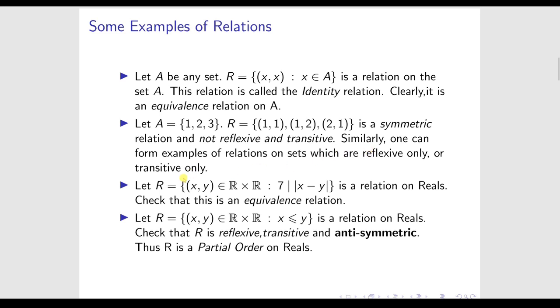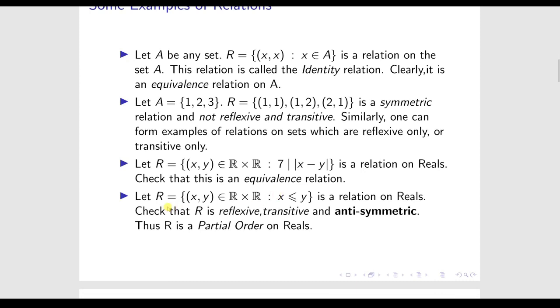Look at another example. R is the set of all ordered pairs (x, y) in R cross R, often referred to as R², such that 7 divides the absolute value of x minus y, that is, mod x minus y. This R is a relation on reals. Check that this is an equivalence relation.